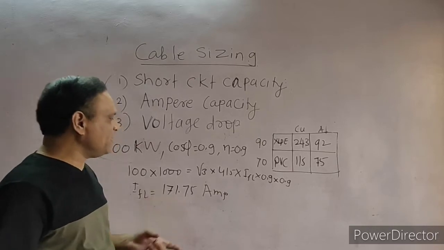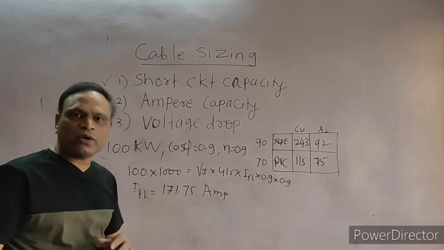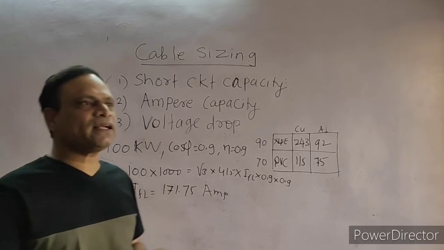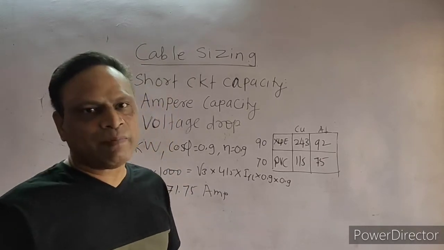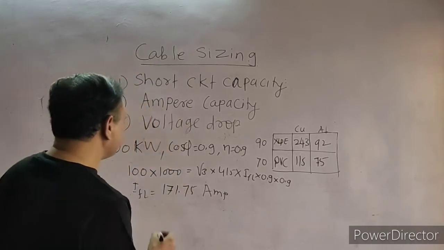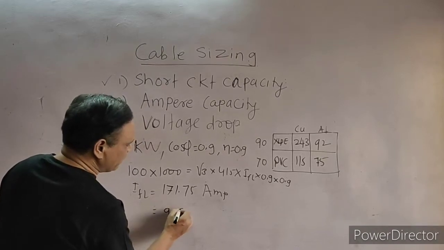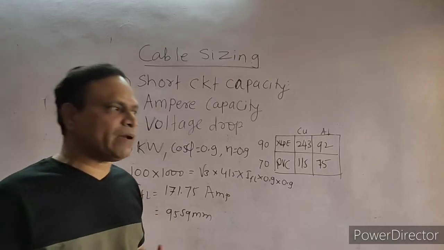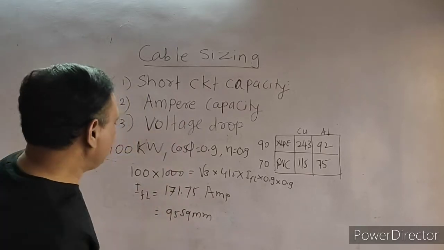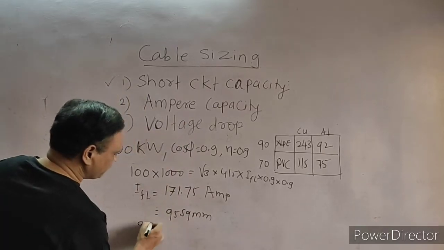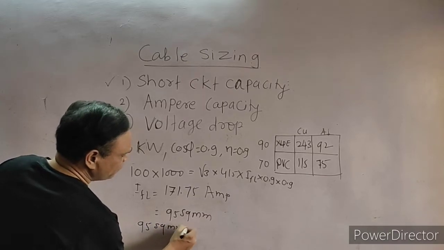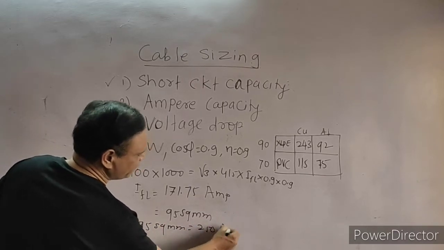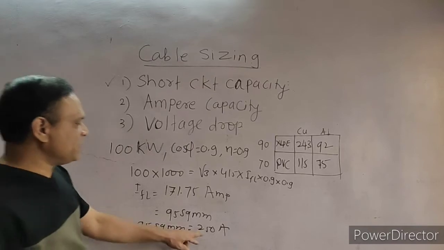So 170 divided by 2 comes to 85, but an 85 square mm cable is not available. So we will select a 95 square mm cable for this purpose. And if you see in the table, a 95 square mm cable for 3 phase takes a current of 250 ampere.